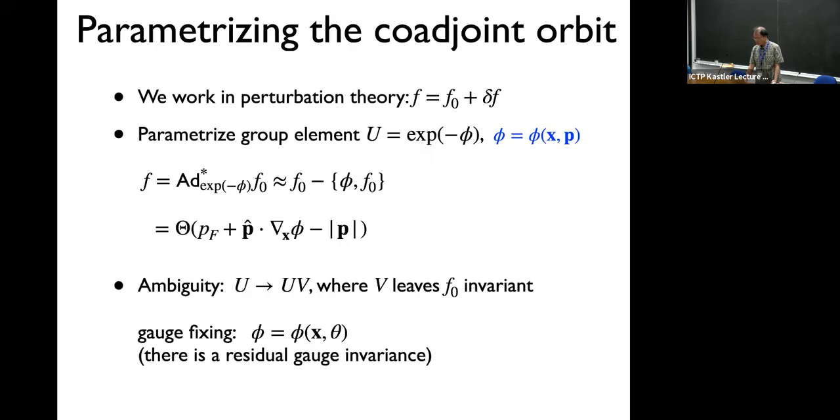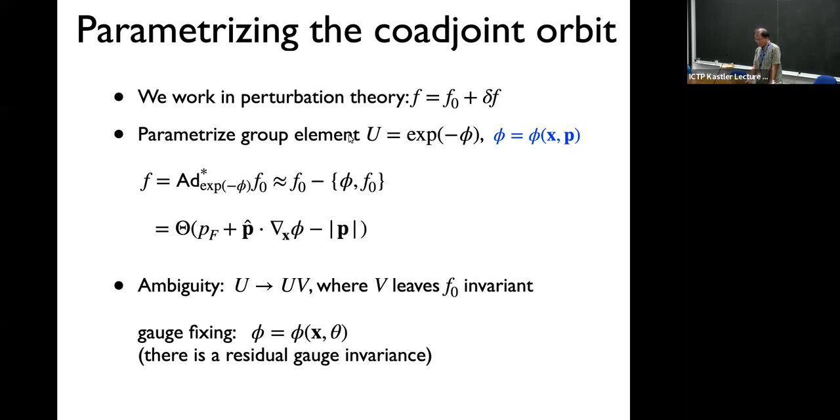And let's try to work in perturbation theory, that is, for small perturbations. So let me take one element of the Lie group of canonical transformations, U. Now it's the exponent of minus phi. This minus is just for convention, and phi is a function of phase space, x and p.